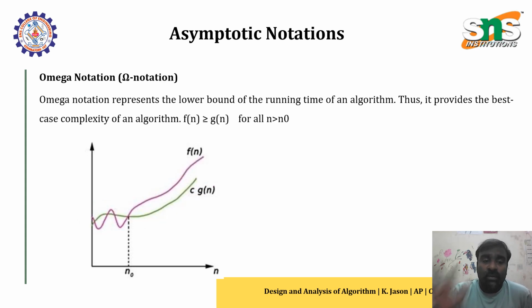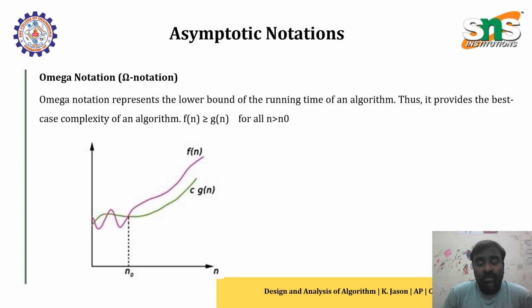Next, we go to the omega notation. Omega notation represents the lower bound of the running time of an algorithm. Thus, it provides the best case complexity of an algorithm, the very lowest time of execution. Consider an example of linear search. If the element is present in the first position, it is the best case. So running time is order of 1, constant time.